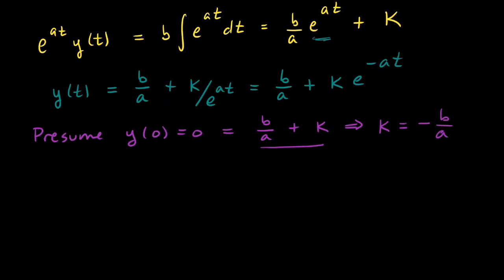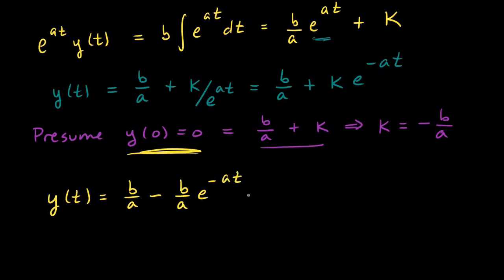And from there, I can now rewrite the solution to the differential equation, given those initial condition constraints. I can write y of t equals b over a minus b over a e to the minus at, and I can shorten that a little bit more, saying it's just going to be b over a times the quantity 1 minus e to the minus at. Okay, so what can we do with this information?